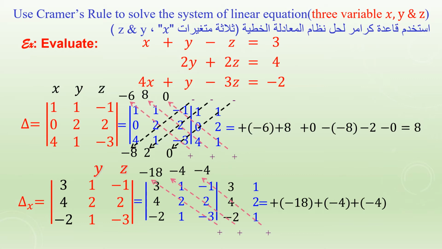Yes, and I change direction and I change the sign. Negative 1 times 2 times negative 2 is equal to 4, and I put negative 4. 3 times 2 times 1 is equal to 6, I put negative 6. And the last one, 1 times 4 times negative 3 equals negative 12, I put negative 12. I calculate, this is equal to negative 24. Yes? Now we find delta y.